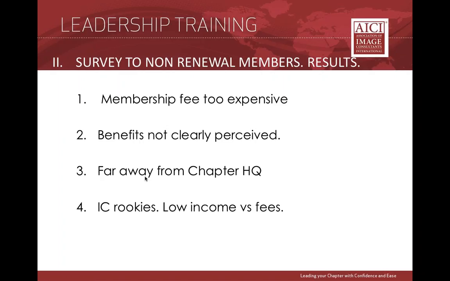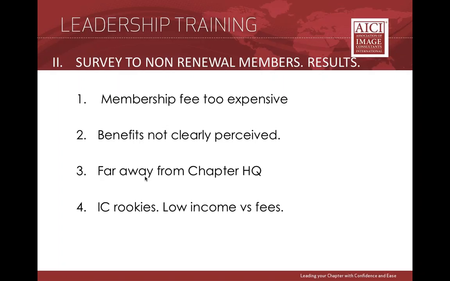And four, it has happened that in the first year, an image consultant becomes very enthusiastic about AICI, but becoming known in the market takes time, and after a year they don't renew their membership because they prefer to spend the membership fee money on their own publicity.